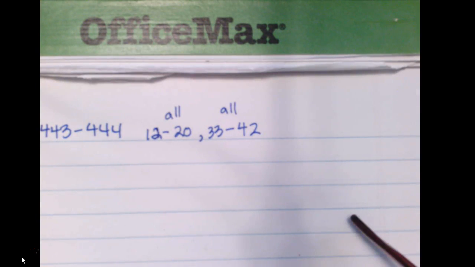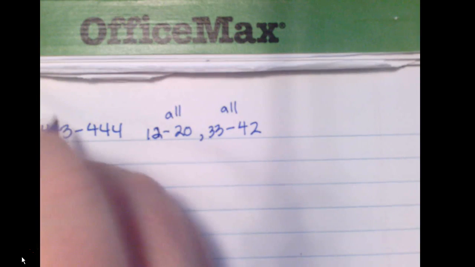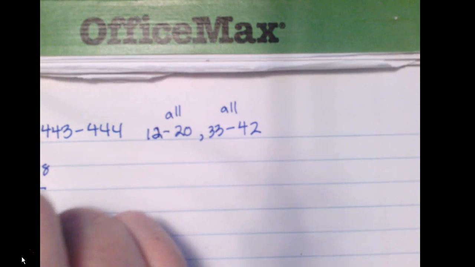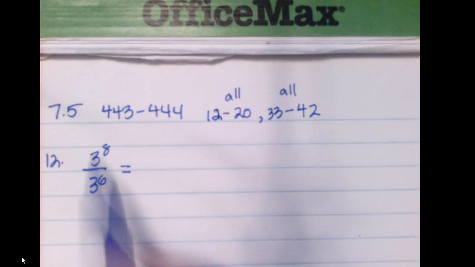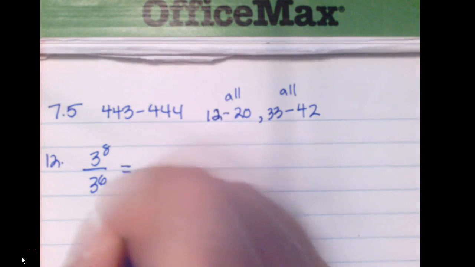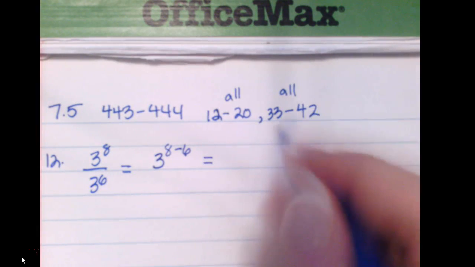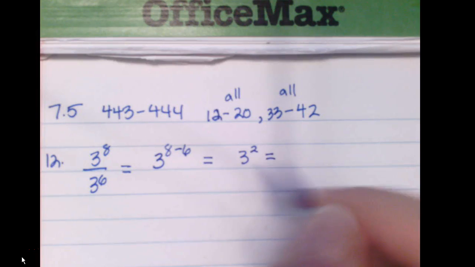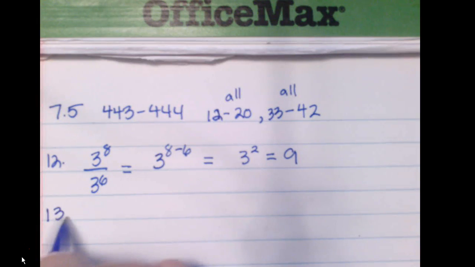So let me get my book to the correct page and we can get started. Number 12 is going to be 3 to the 8th over 3 to the 6th. When I'm doing division problems, I want to use 2 lines on my notebook paper just so things don't get so squished. This is division of exponents, so we're going to keep the base, and the rule is that you subtract the exponents. So our final answer is 3 squared, and since we can do that in our heads, 3 times 3, I'm going to go ahead and just get 9.